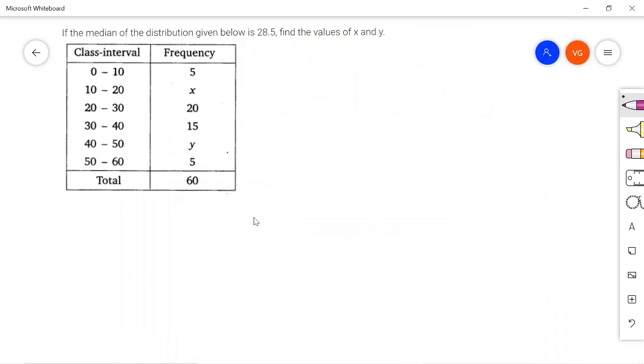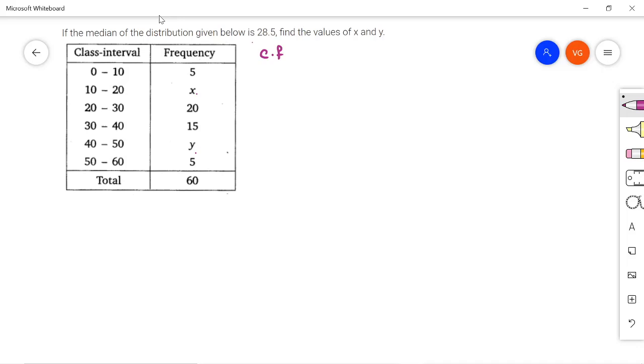This is problem number 2 from exercise 14.3. If the median of the distribution is given as 28.5, then find the values of x and y. Here x and y are the missing frequencies, and you are given the number of entries, that is 60. As we know, first we have to write down the cumulative frequency to find the median. As you are given the median, you have to find the missing frequencies here.